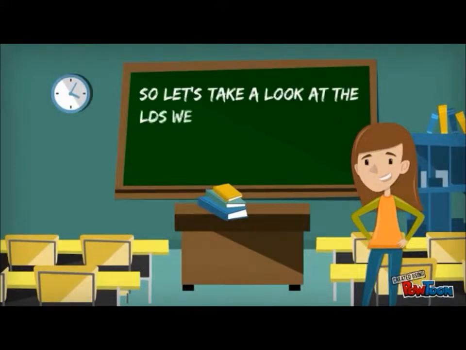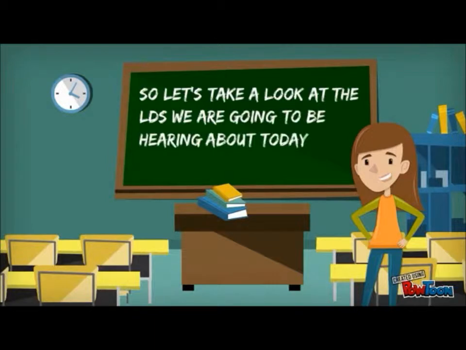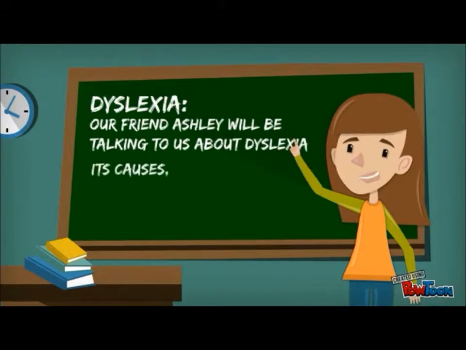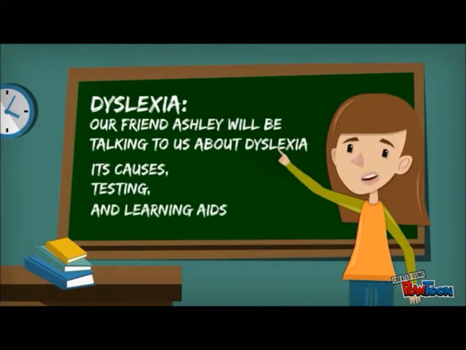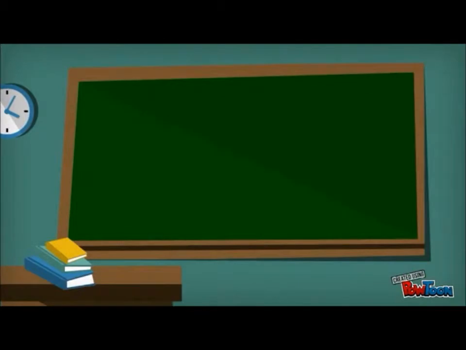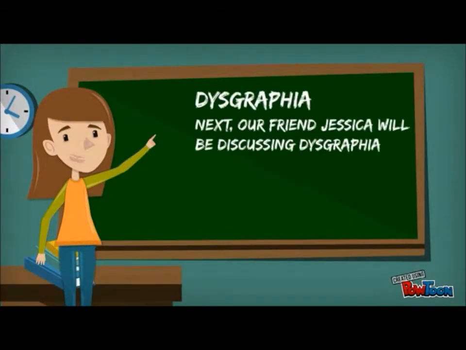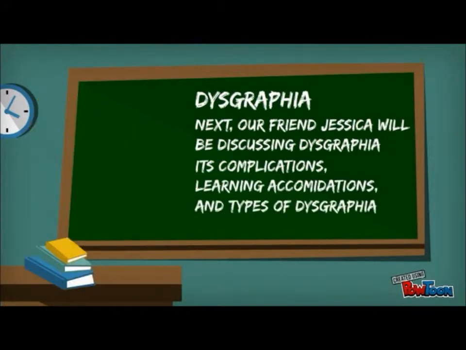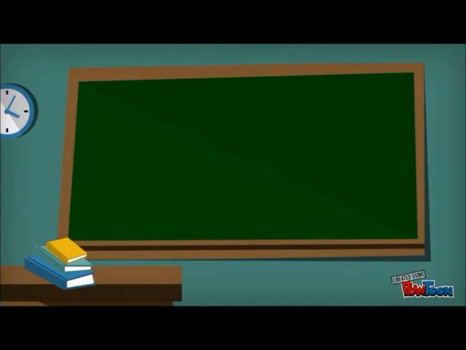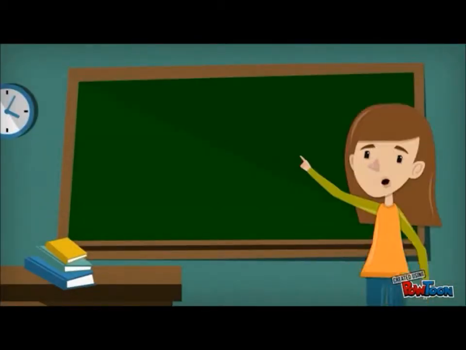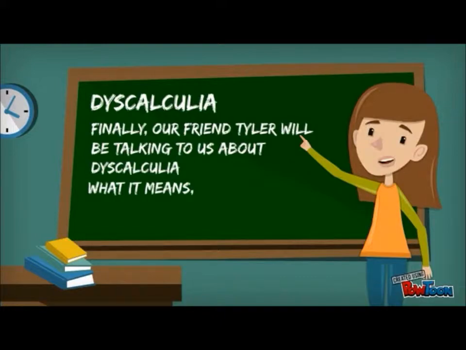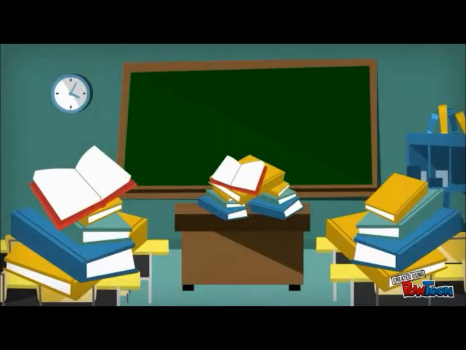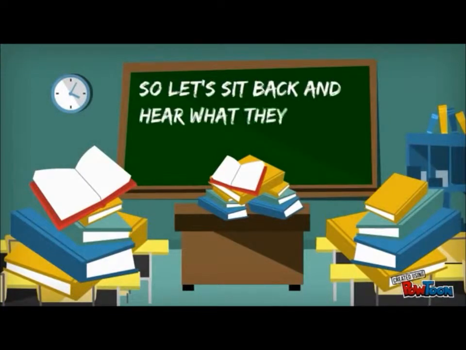So let's take a look at the LDs we're going to be hearing about today. Our friend Ashley will be talking to us about dyslexia, its causes, testing, and learning aids. Next, our friend Jessica will be discussing dysgraphia, its complications, learning accommodations, and types of dysgraphia. Finally, our friend Tyler will be talking to us about dyscalculia, what it means, and signs of dyscalculia. So let's sit back and hear what they have to say.